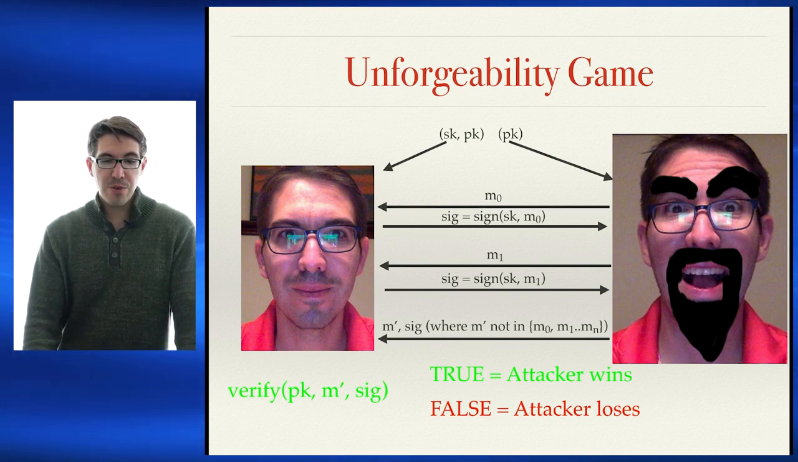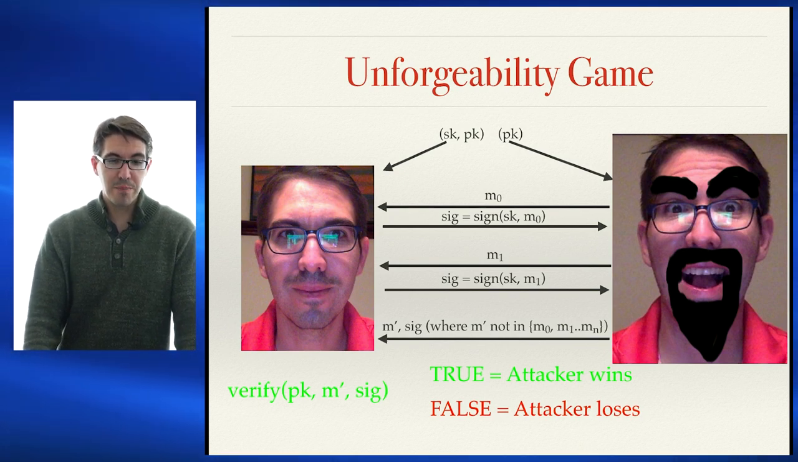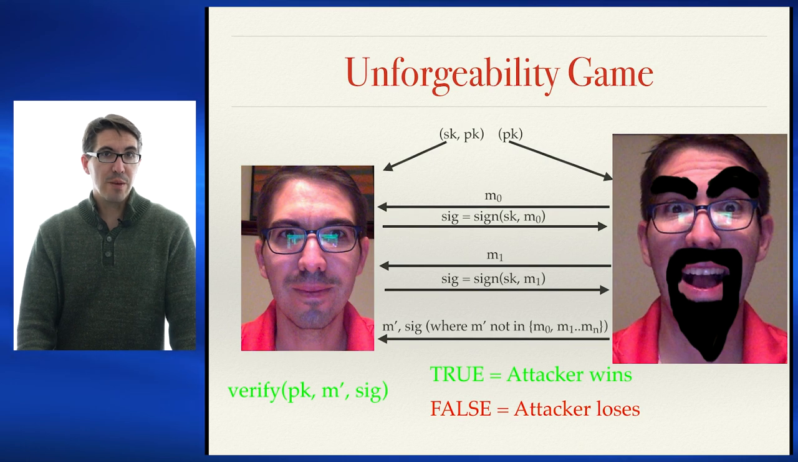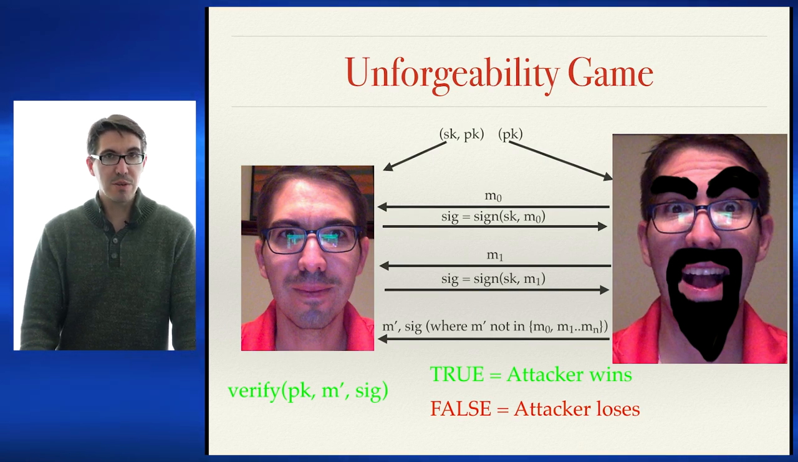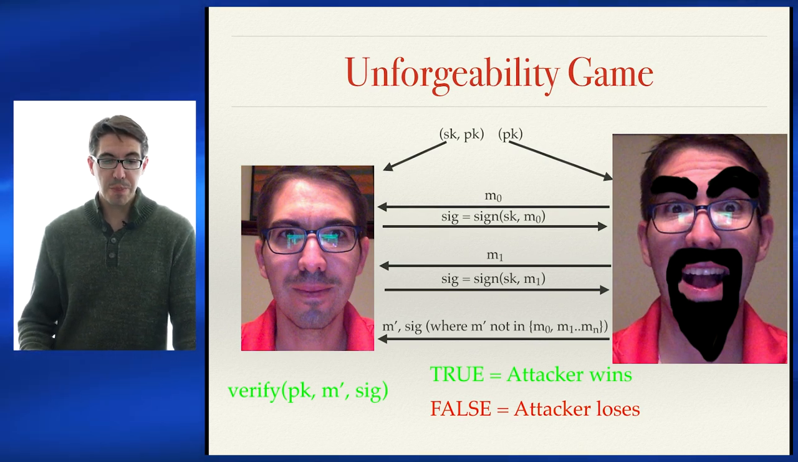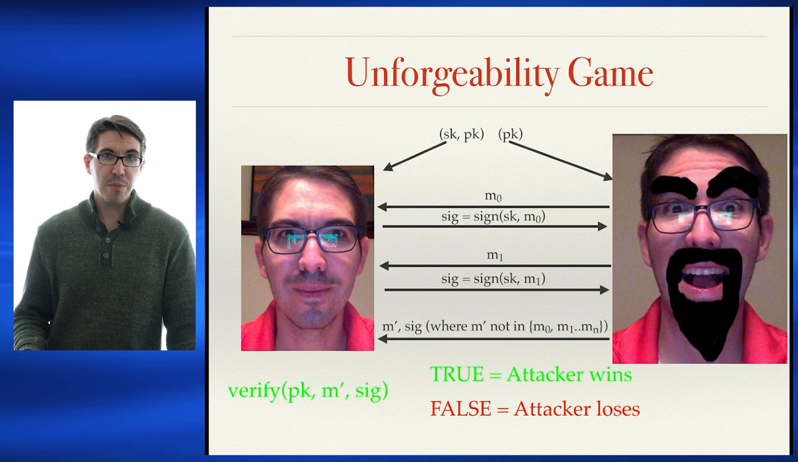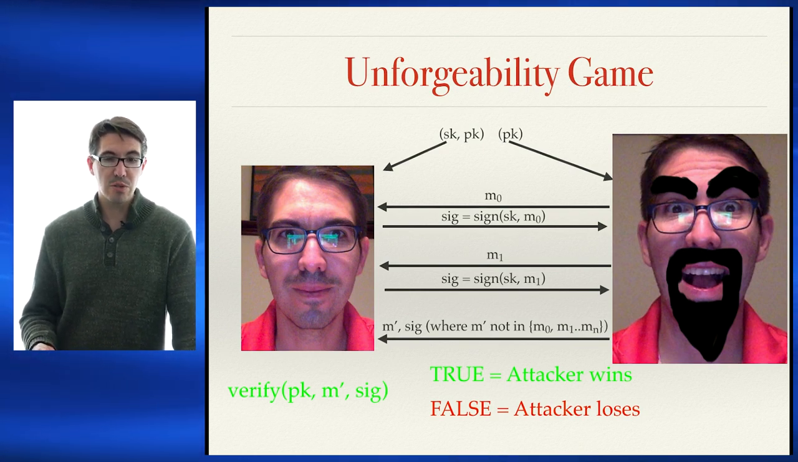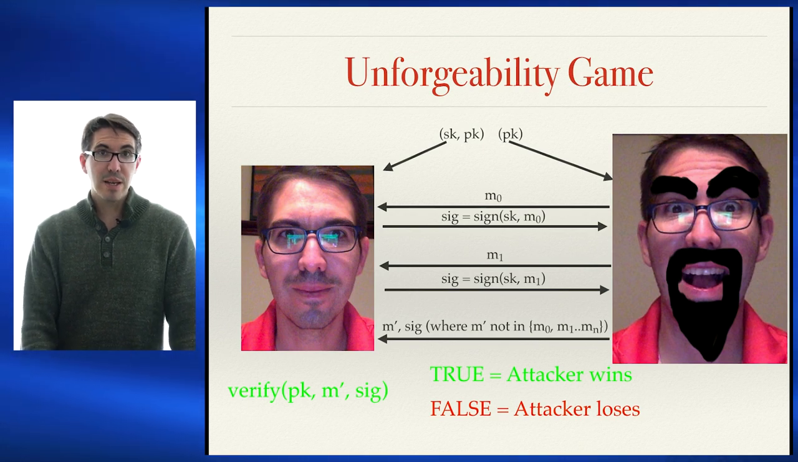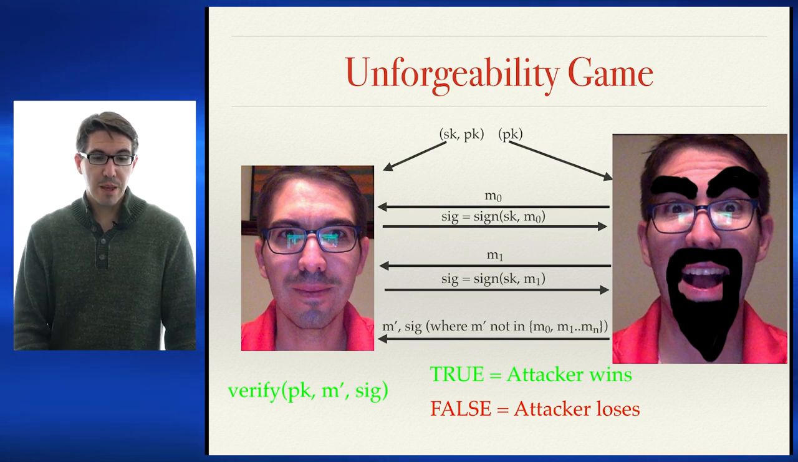Now, after this, if the attacker can send some different message, M prime, with a signature, where M prime is not in M sub zero to M sub N, that is an entirely different message than was sent before, and others can verify that that message came from Good Bill, again, the only one who knows Bill's secret key, then the attacker wins. In this case, they have been able to successfully forge a message.